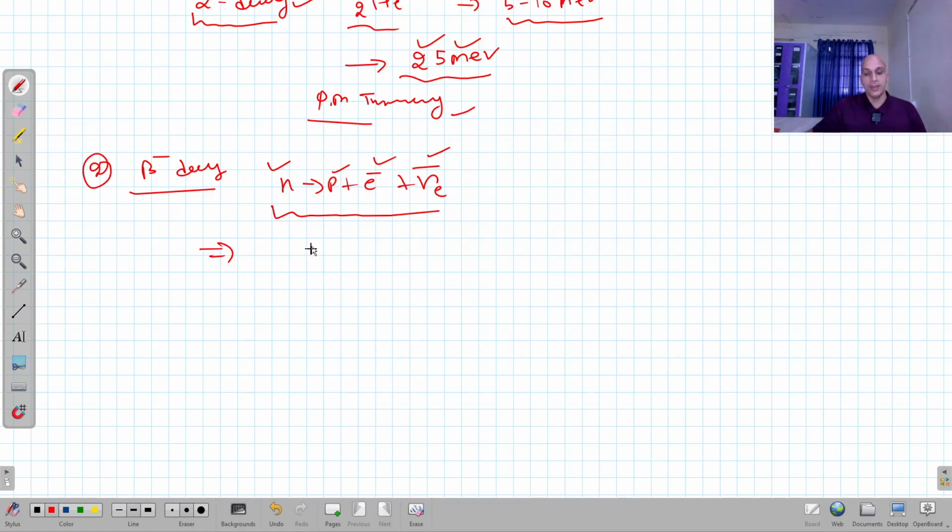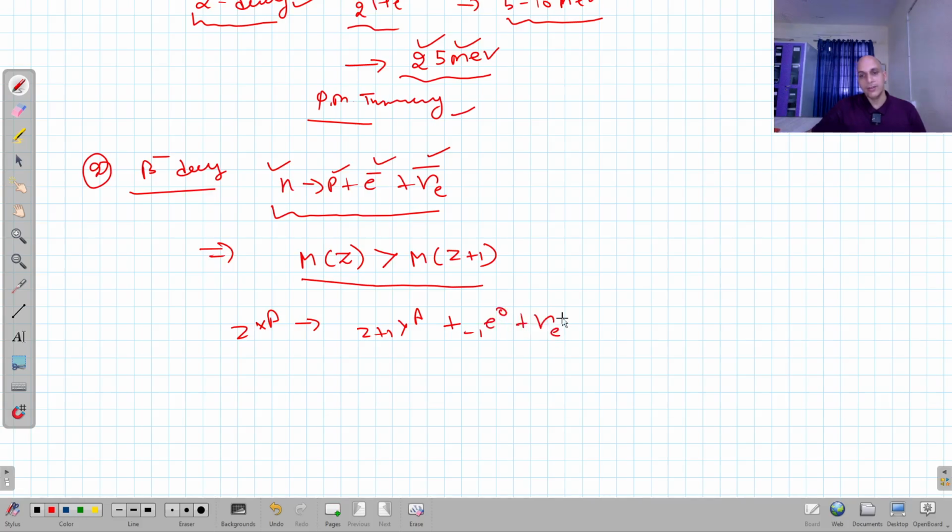This is beta decay, and it is possible if I look at the masses of the parent and daughter atoms. It is possible if the mass of this parent atom is greater than the mass of the Z plus 1 daughter atom that is formed when Z X A changes into Z plus 1, A, plus minus 1 e 0, right? So if we look at this process from the perspective of the law of conservation of mass energy, then it is possible only when this condition is satisfied, right? This is for beta negative decay.